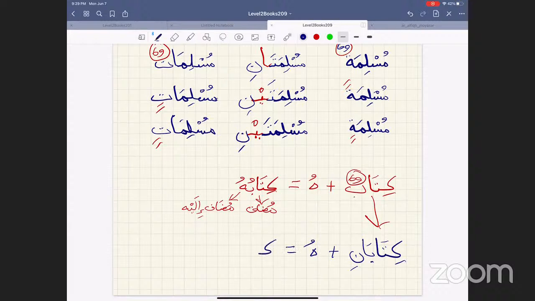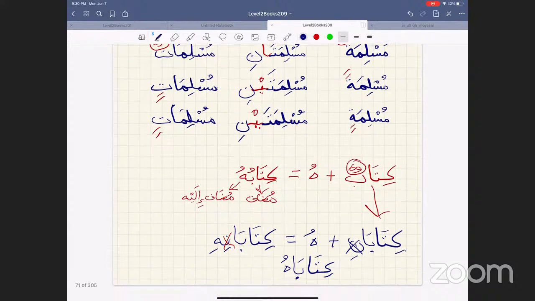Let's say we would put it together, and this is incorrect, just for visuals: kitabanihi. In Arabic, we say no, that's not allowed. Whenever you have a dual word or a plural word that has the alif and the noon or the waw and the noon at the end, the noon has to drop if it's in an idafa construction. So the final result, since we drop the noon, is kitabahu. See? You just drop the noon whenever it's in idafa.